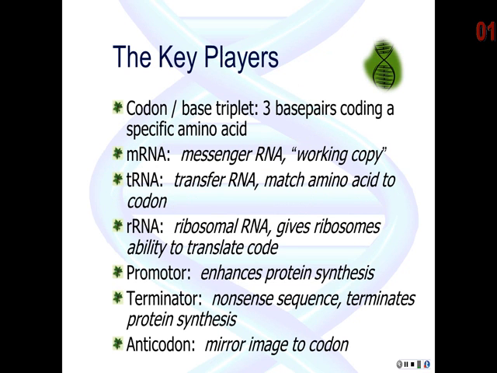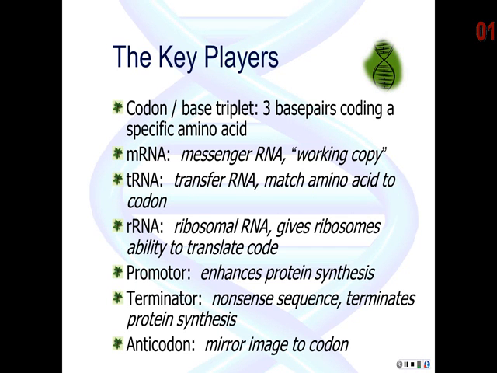Here we will look at the key players involved with protein synthesis. The codon, or base triplet, is 3 base pairs that will code for a specific amino acid. This code can be translated using a codon table, which you will find later on in this presentation. The mRNA, or messenger RNA, will actually be read to make the protein. The tRNA, or transfer RNA, is what is going to be used to match the amino acid to the codon.